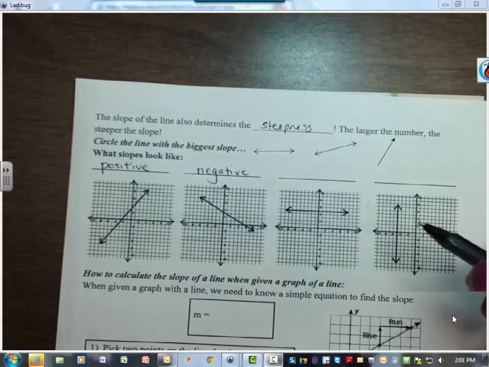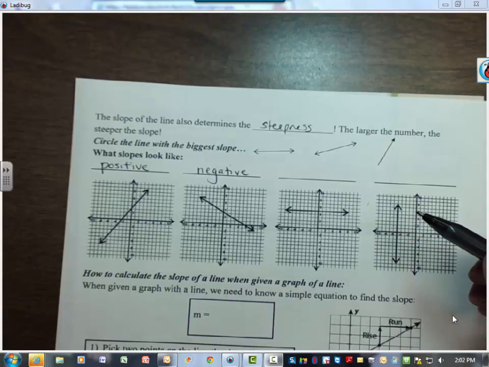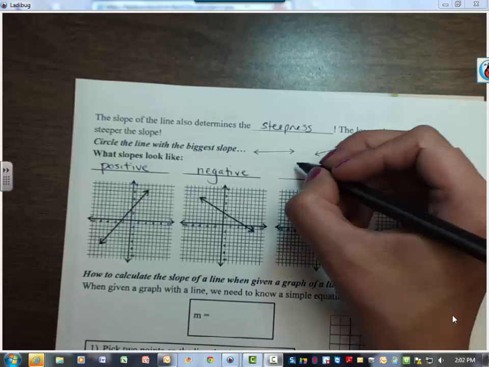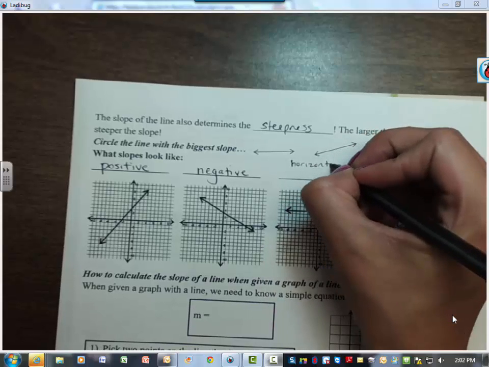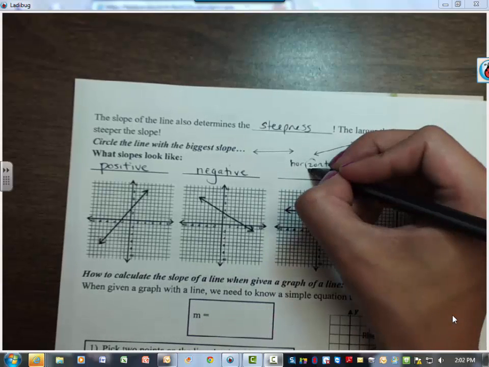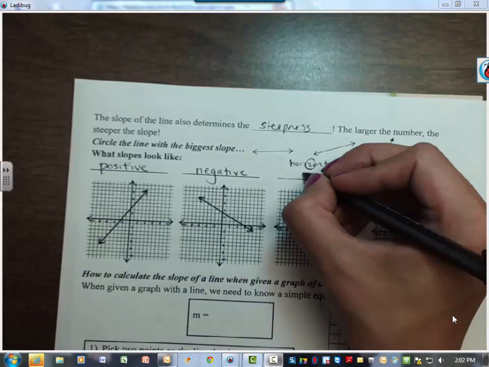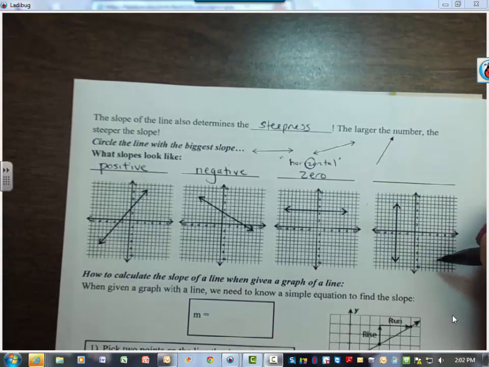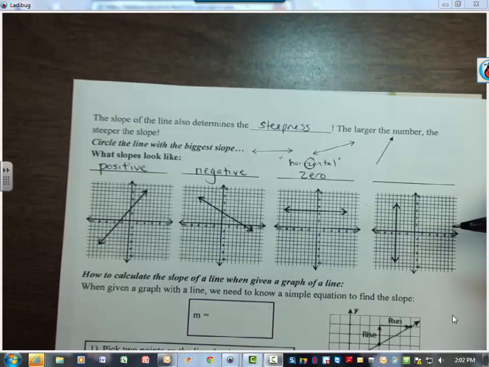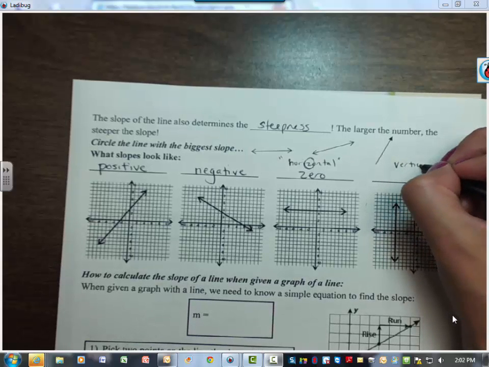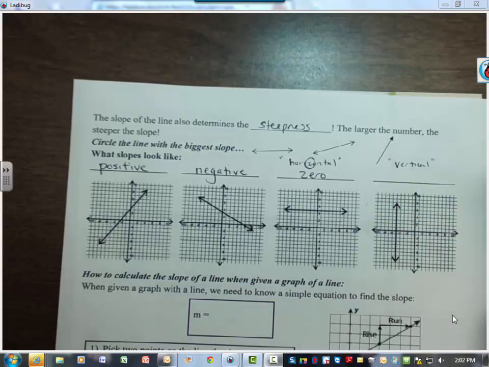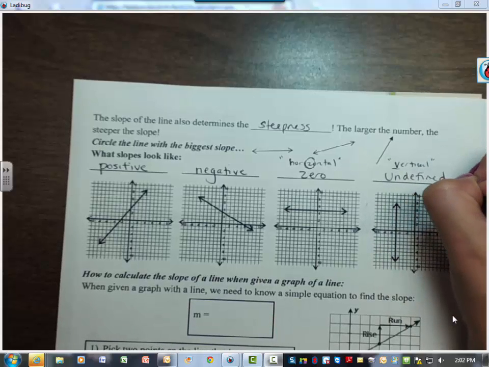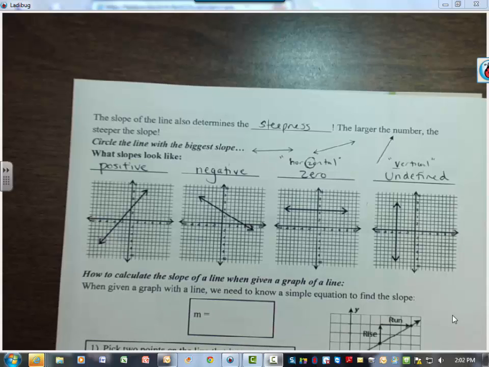Now these last two, a lot of kids get mixed up. Okay, this line that's running along the x-axis is actually a horizontal line. Now the way that I remember what type of slope this is, I look at that z in horizontal. This is a 0 slope. Okay, and then this line right here, and we'll go more in depth of this tomorrow in class, this line is going vertical, up and down. The way that I remember this is that V looks a lot like a U, which means it's undefined. So those are 4 different types of slopes: positive, negative, 0, and undefined.